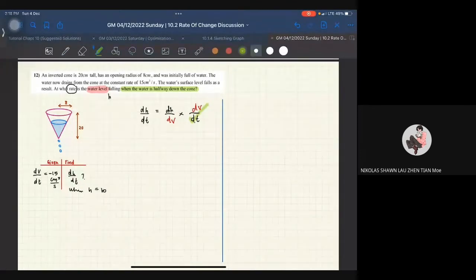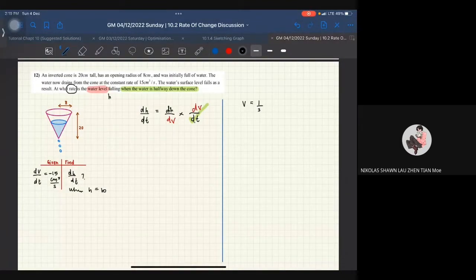Okay, so macam mana nak cari dH dV? Okay, first awak kena cari dulu an equation that relates H and also V. Okay, so the only one that we can think of is the volume of the cone itself lah. So volume of the cone, the formula is going to be V equals to 1 over 3 pi r square H. Settle. Okay, so ini adalah formula for volume.